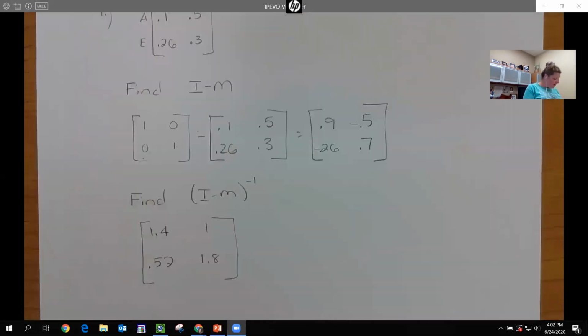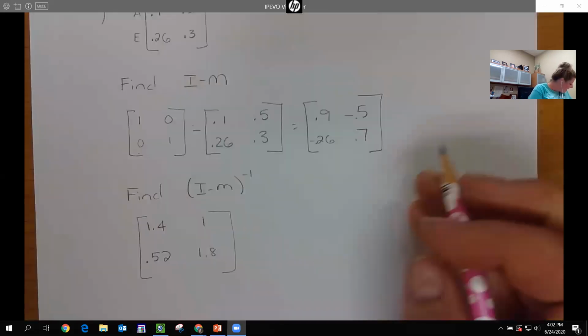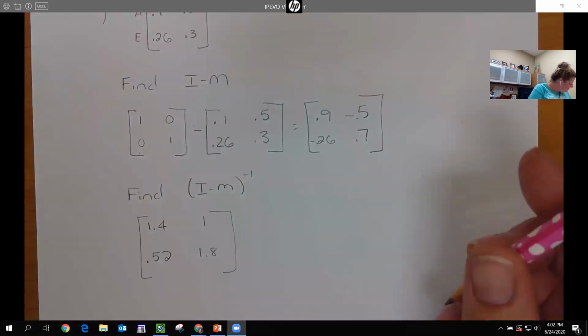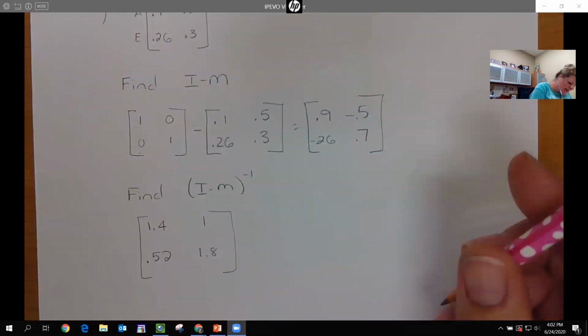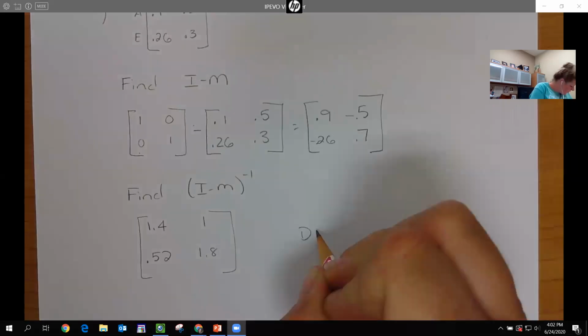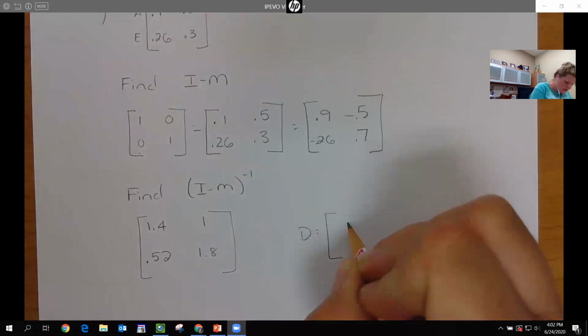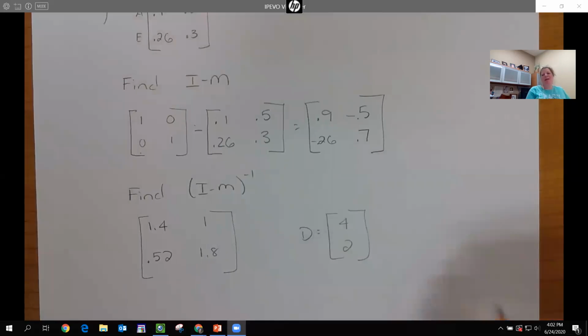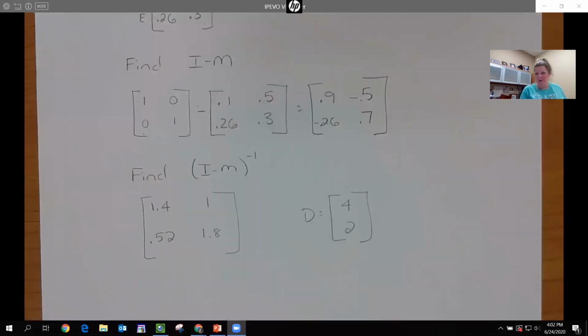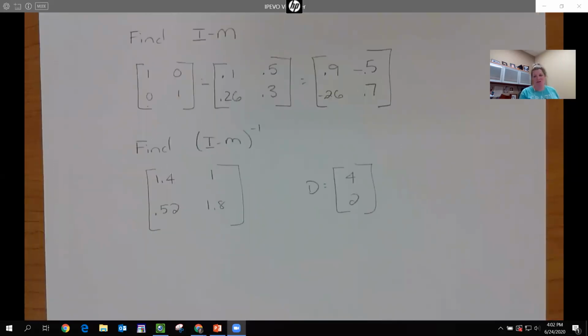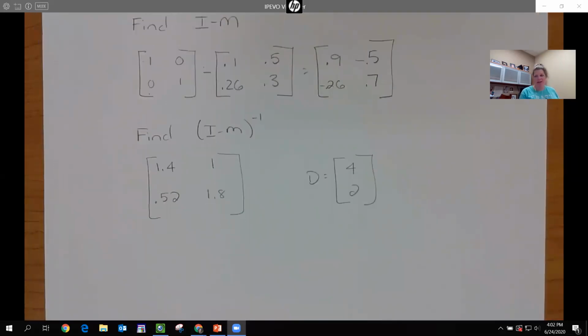Then from here, I'm going to use this with our demand. Now, I'm going to say that my demand is equal to 4 and 2. So demand would be like maybe your total that you have of each thing to use. So a lot of them are electricity. How much electricity do I even have to use, kind of idea.